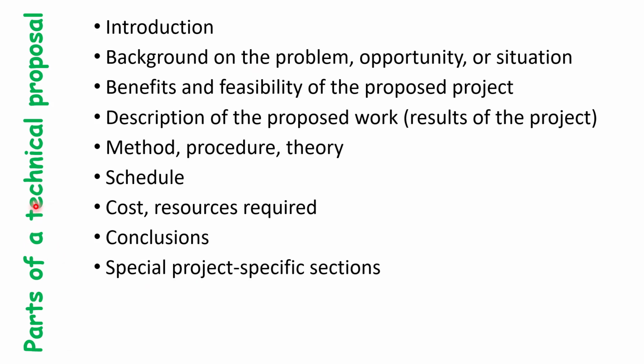So the parts of the technical proposal, as you can see here: the first thing is the introduction, the second thing is the background on the problem, opportunity or situation, the third thing is the benefits and feasibility of the proposed project, the fourth thing is the description of the proposed work or the results of the project, the fifth thing is the method, procedure, and the theory. The sixth thing is the schedule. Seventh thing, cost and resources required. Eighth thing is the conclusions. Last but not the least, the special project specific sections. So we will delve into these one by one.